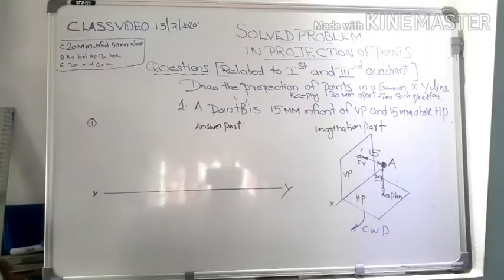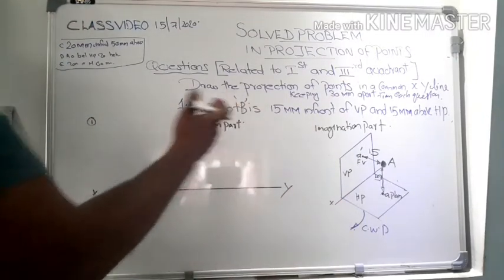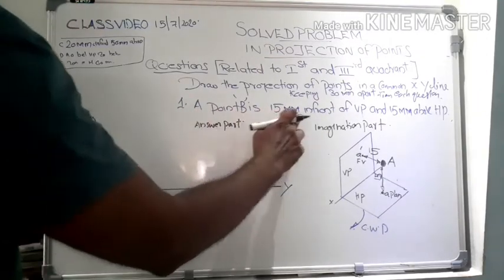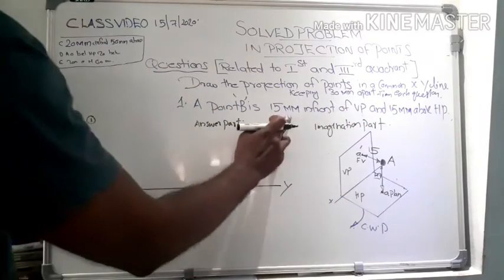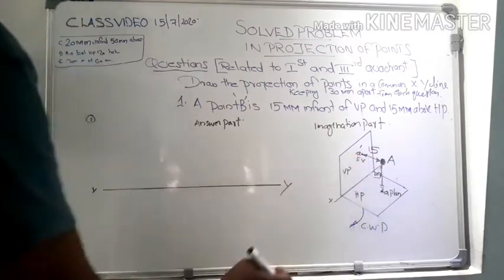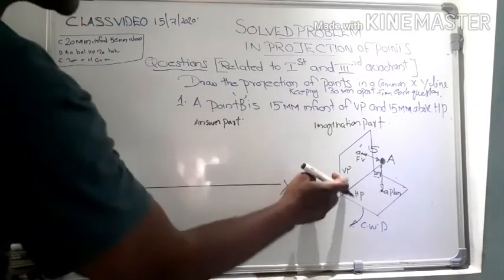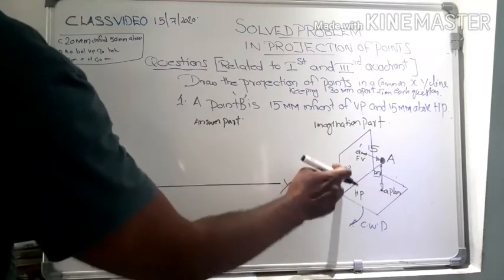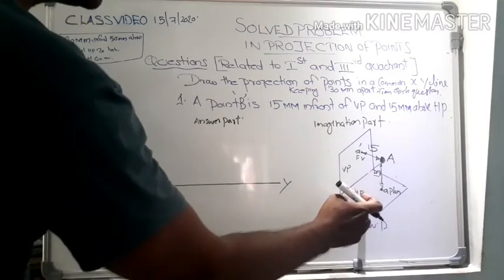Okay. Now we have to discuss how to draw this answer. Our first question is, a point B is 15 mm in front of VP and 15 mm above HP. That means our object, a point, is situated in first quadrant. This is the pictorial view of first quadrant. This plane is marked with the letters VP. That is, this vertical surface is called VP and this horizontal surface is called HP.